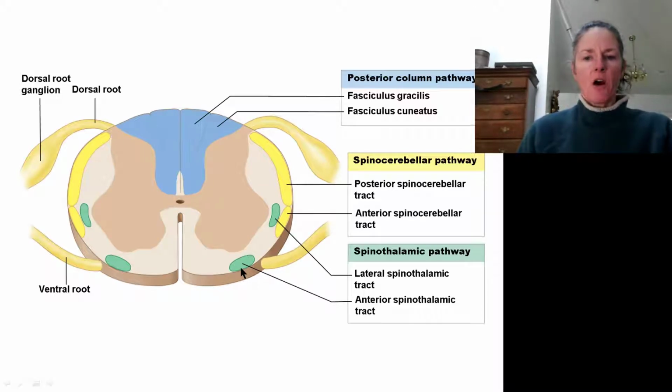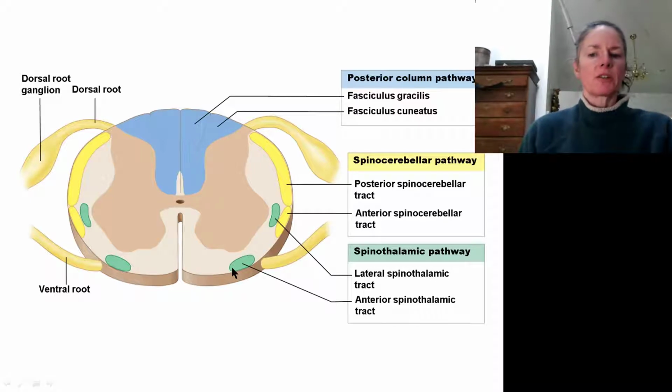So here we have our spinothalamic pathway, and we have two different parts. We have an anterior spinothalamic tract and a lateral spinothalamic tract. In the spinocerebellar pathway, we're going to have an anterior and posterior spinocerebellar tract, which will be running along the lateral edge of the spinal cord. And then our posterior column pathway, as the name implies, is going to be traveling within the posterior white columns.